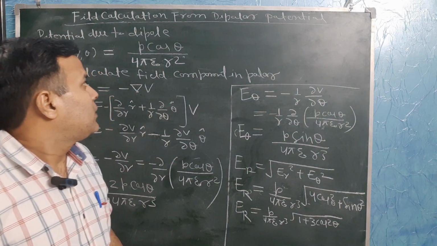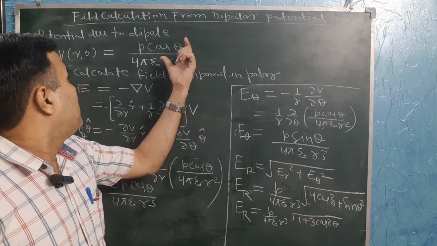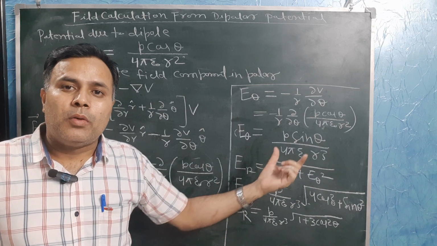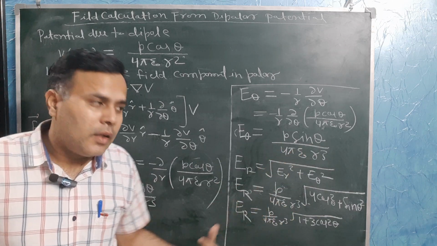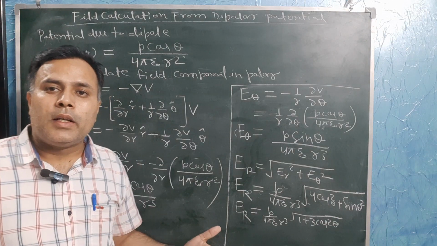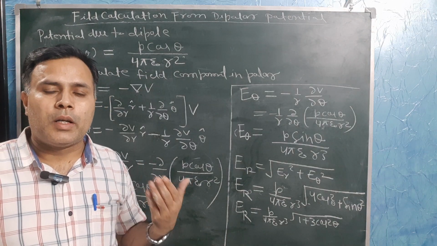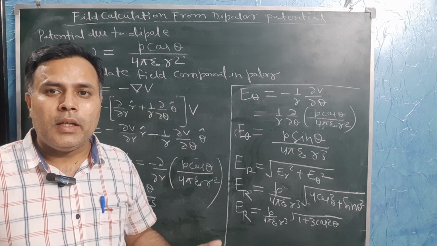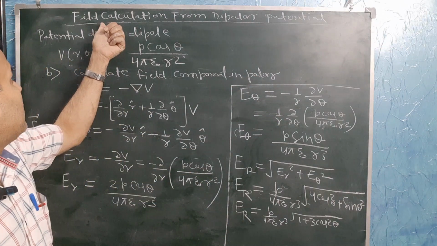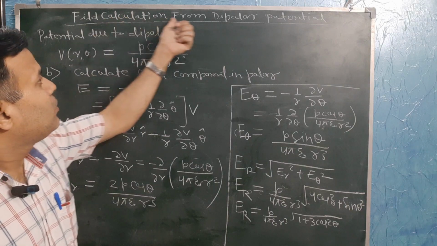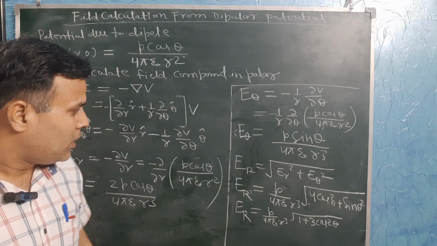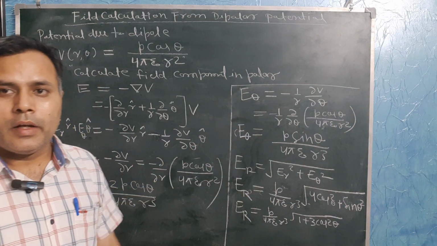In dipolar potential profile, we have a potential in the r, theta coordinate system. So we can find out the components of electric field Er and E theta. If we have a potential profile in Cartesian, then we can find out the components of electric field Ex, Ey, Ez. So it's all about the calculation. That is why this is the field calculation from a dipolar potential.